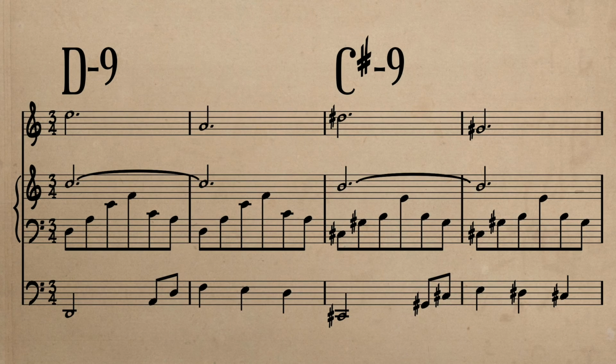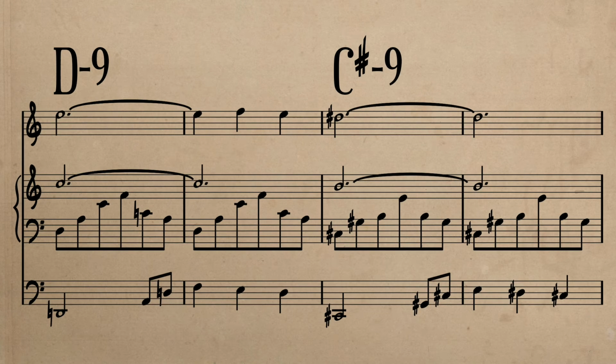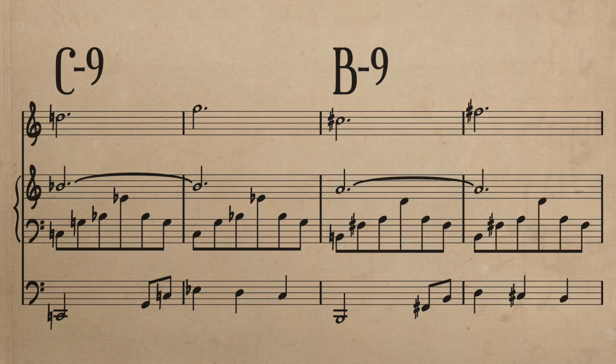Doing so will reveal that during the first half of the theme, we're going to hear D minor 9 move to and from C sharp minor 9, with each chord receiving the duration of 2 full measures. In the second half of the theme, we hear the same progression, except now we're starting from C minor 9 and moving to and from B minor 9. And again, each of these chords will receive the duration of 2 full measures.